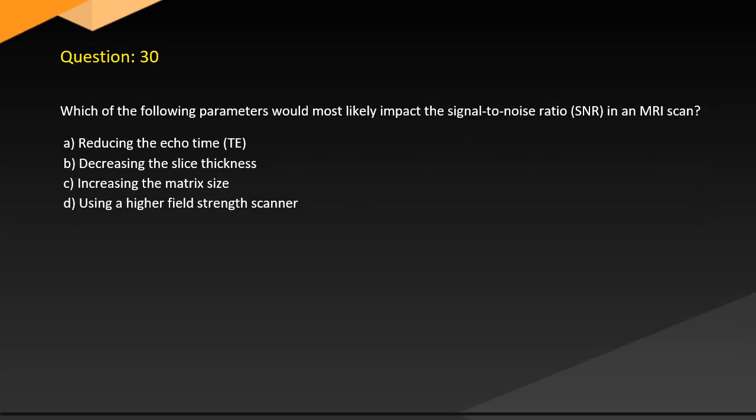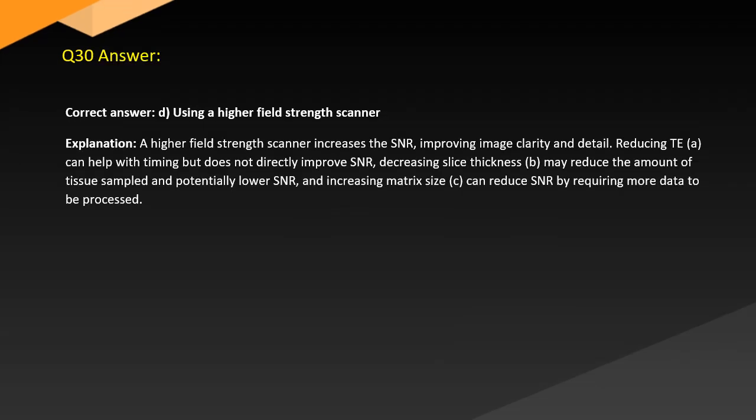Question 30. Which of the following parameters would most likely impact the signal-to-noise ratio (SNR) in an MRI scan? A. Reducing the echo time (TE). B. Decreasing the slice thickness. C. Increasing the matrix size. D. Using a higher field strength scanner.